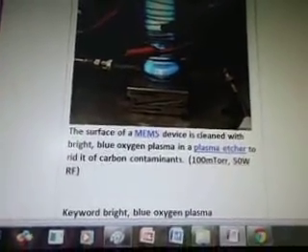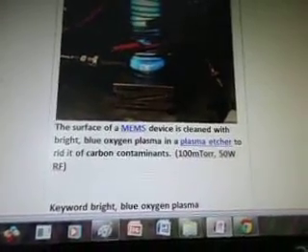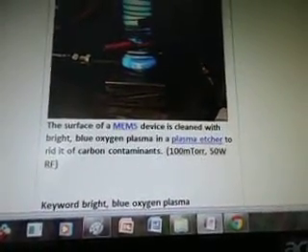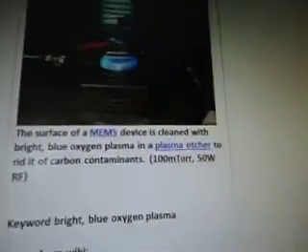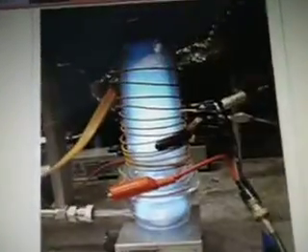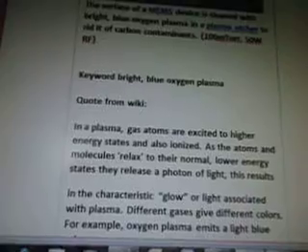And this is what it looks like. The surface of the MEMS device is cleaned with bright blue oxygen plasma in a plasma etcher to rid it of carbon contaminants. There's 100 mTOR, 550W RF. I'm thinking mTOR is something to do with speed. Keyword: bright blue oxygen plasma. Quote from Wiki.